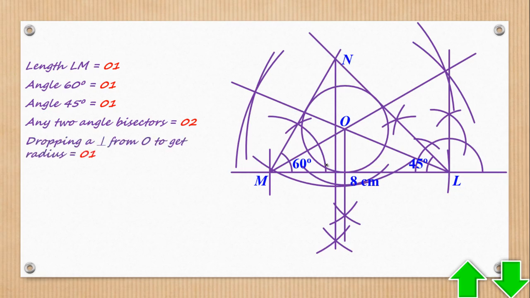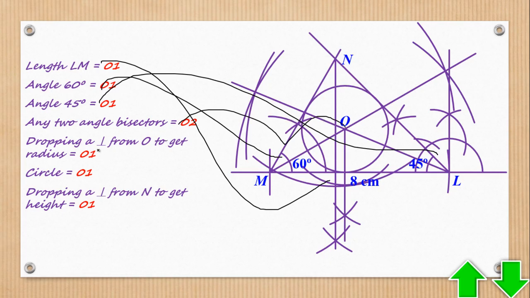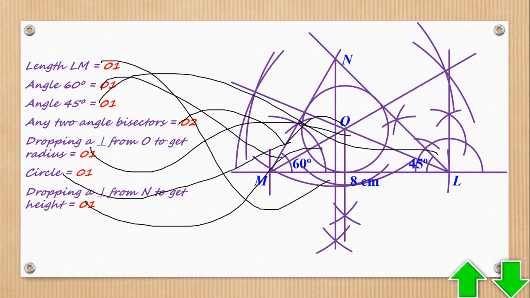So that will be the awarding of the marks for this construction. So line LM, measuring it, and it's 8 centimeters, that is a mark. Angle 60 constructed, 1 mark. Angle 45 constructed, 1 score. Any two angle bisectors, those are two scores. Dropping perpendicular to get radius, then also circle, then dropping perpendicular to get the height.